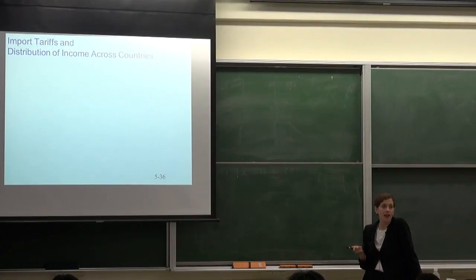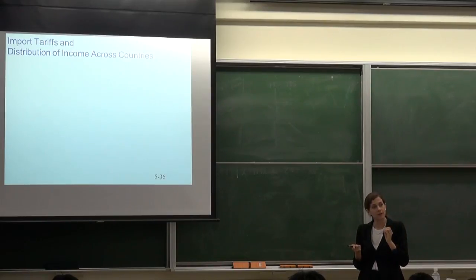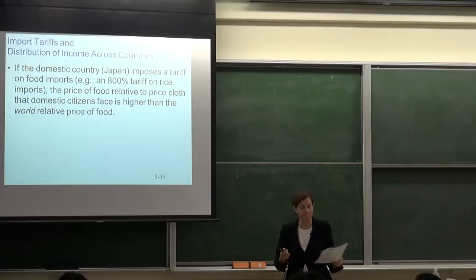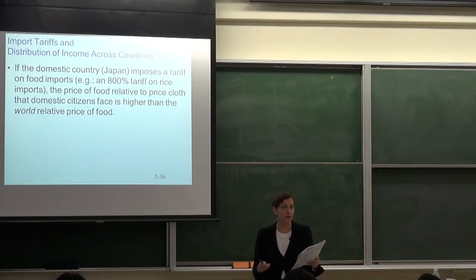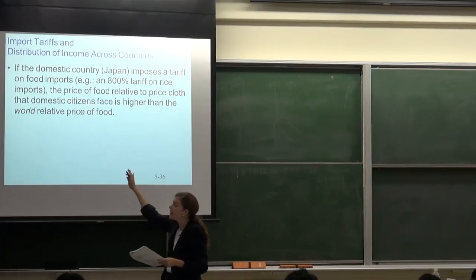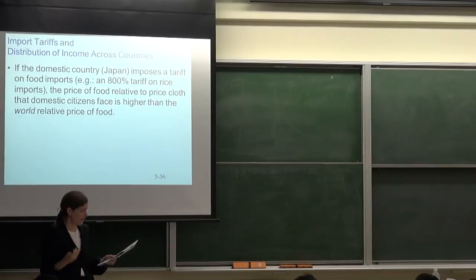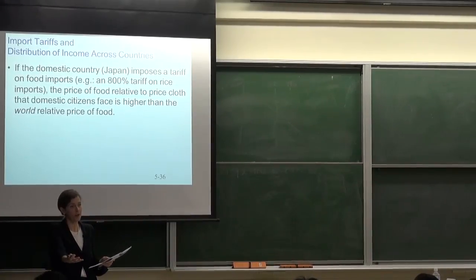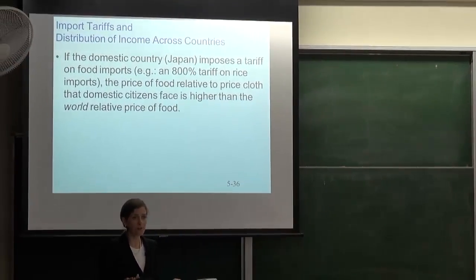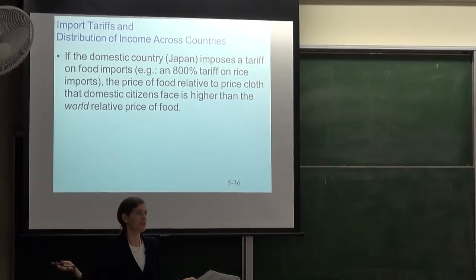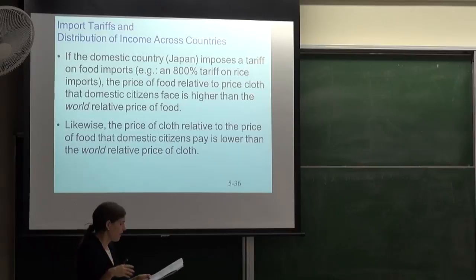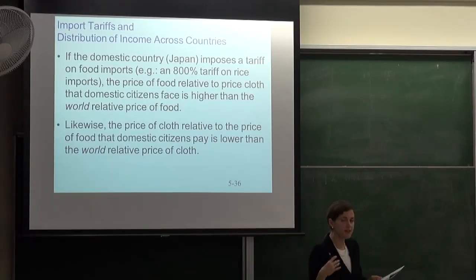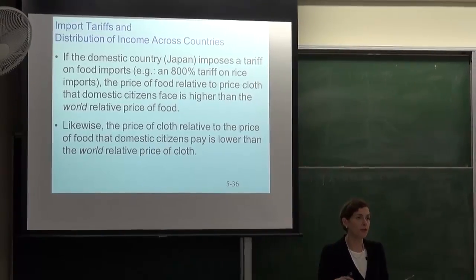But what the tariff does is drive a wedge between that external or world price and the domestic or internal price. So if our domestic country, and here we're thinking about Japan, imposes a tariff on food imports, for example, an 800% tariff on rice, one of the biggest in the world, what happens is that the price of food relative to the price of cloth that domestic citizens or people living in Japan face is higher than the relative world price of food. You sort of know that, right? You've heard we pay much more for rice than the rest of the world, or most of the rest of the world. And likewise, at the same time, because it's a two-good model, the price of cloth, or in this example, silk, relative to the price of food or rice that domestic citizens pay is going to be lower than the world relative price of silk or cloth.